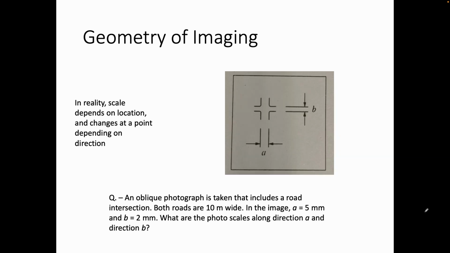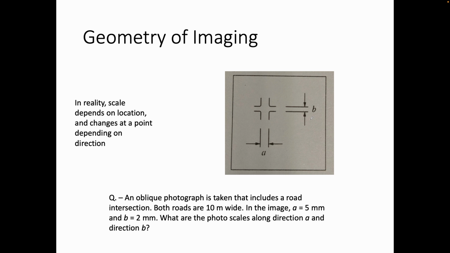Now, as I mentioned, the scale changes as a function of direction. And so here's a case where we have an oblique photograph taken that includes a road intersection. You see the roads here do not look like they're the same width, but they actually are both 10 meters wide. This is happening because of this direction-dependent scale factor. So in the image, A is 5 millimeters, that's the distance across this road in the image, and B is 2 millimeters. What are the photo scales along direction A and direction B?